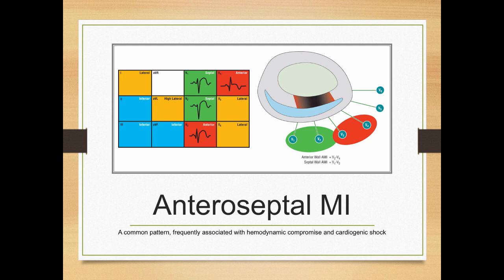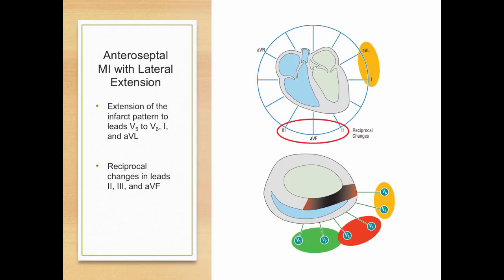So here's your anterior septal MI. We have some septal involvement and some anterior regional involvement on our 12 lead. Then we can have a big one. We can have an anterior septal wall MI with what we're going to call lateral wall extension. So an anterior septal MI with lateral extension. That is like everything. So we've got V1, V2 ST segment elevation, V3, V4, or anterior wall, ST segment elevation.